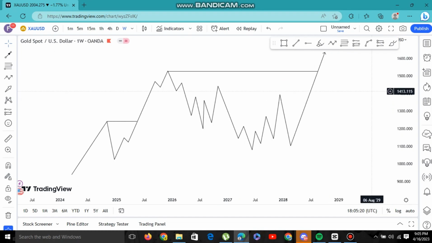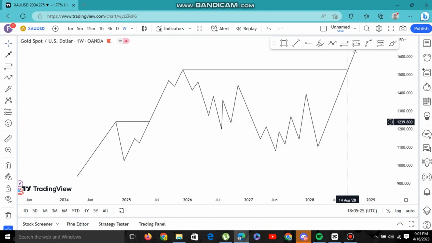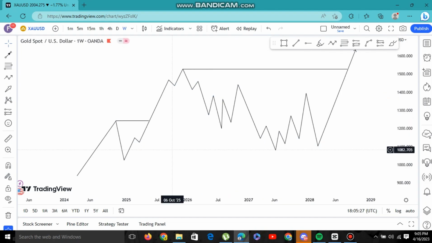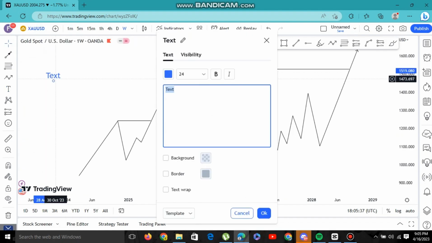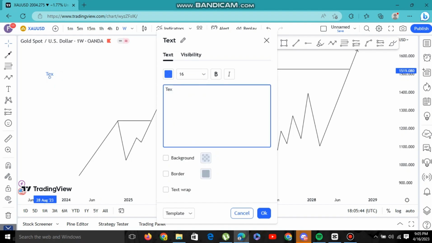For you to understand this advanced market structure, you need to know a few things. So let me first list them down here so that you can get to know what I'm trying to say. The first thing you need to know is the BOS, that's break of market structure.